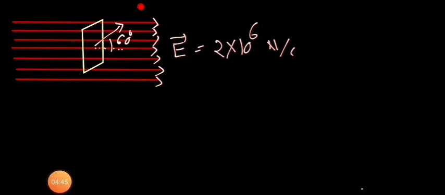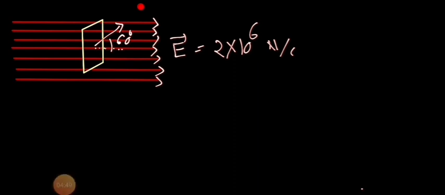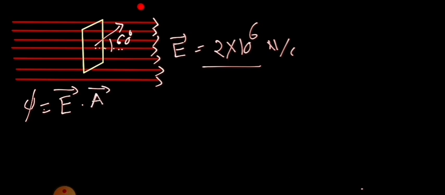So all of you pause the video and solve the problem. Now, what will happen? The flux you have to calculate. We know the flux is equal to, this electric field is constant, so directly we can apply E dot S, or E dot area vector, directly. And this is equal to magnitude of E, magnitude of A into cosine of the angle between E vector and A vector.